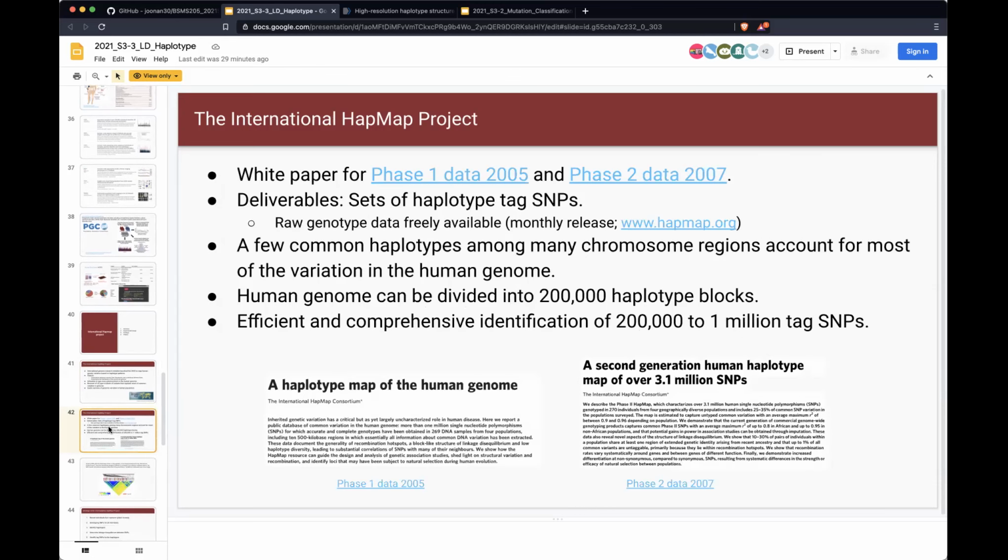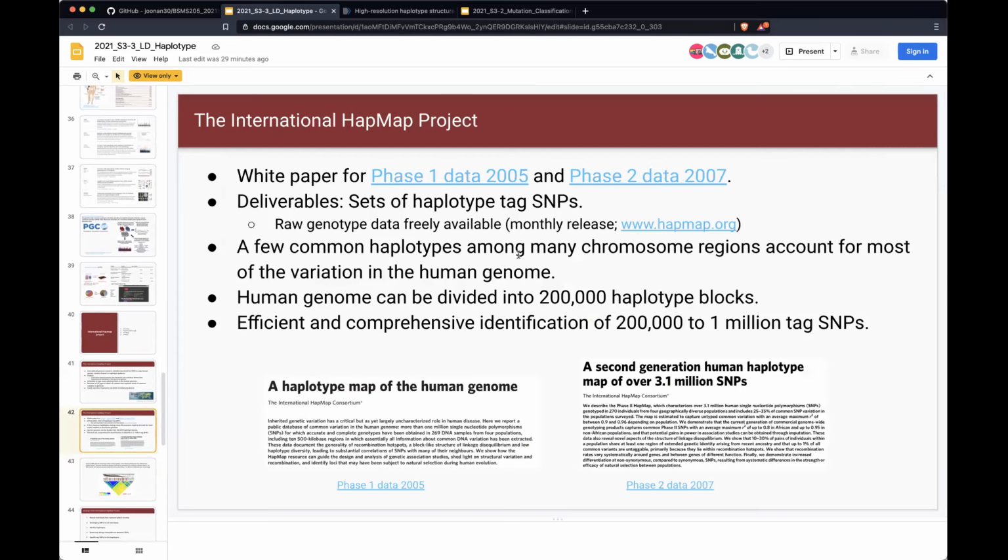Okay, so in the International HapMap project, we have two major white papers describing the major findings. The first was released in 2005, and the second in 2007, right? This includes the sets of haplotype tag SNPs. They distributed the tag SNP information to the public, so people could use that information to design their genetic studies and association studies, right? And at the time, of course, we didn't know many things about the LD information in the human genome.